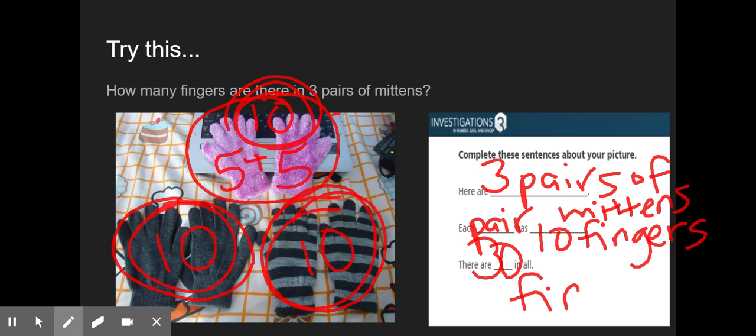What do I have 30 of? I like to write that word at the bottom. I have 30 fingers, not 30 mittens, 30 fingers. So my sentences would read, here are 3 pairs of mittens. Each pair has 10 fingers. There are 30 fingers in all.